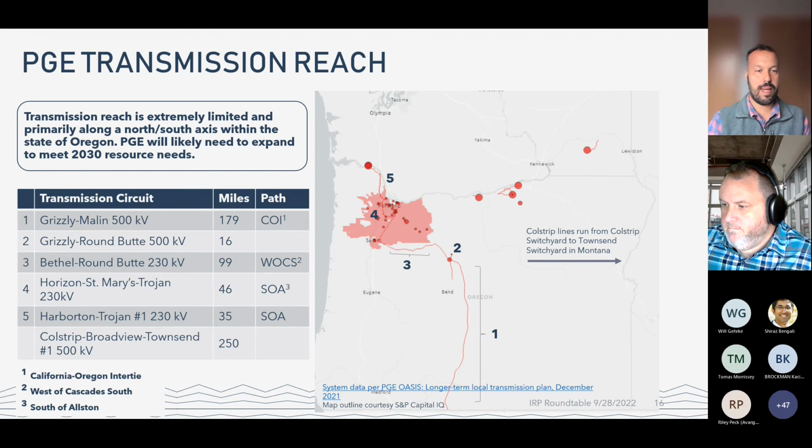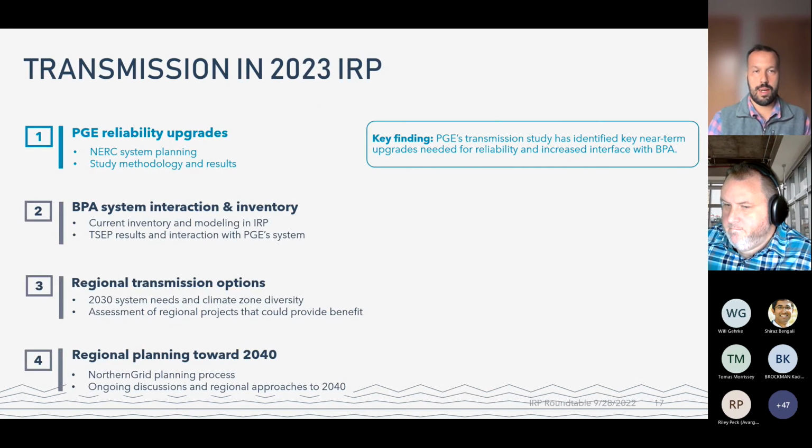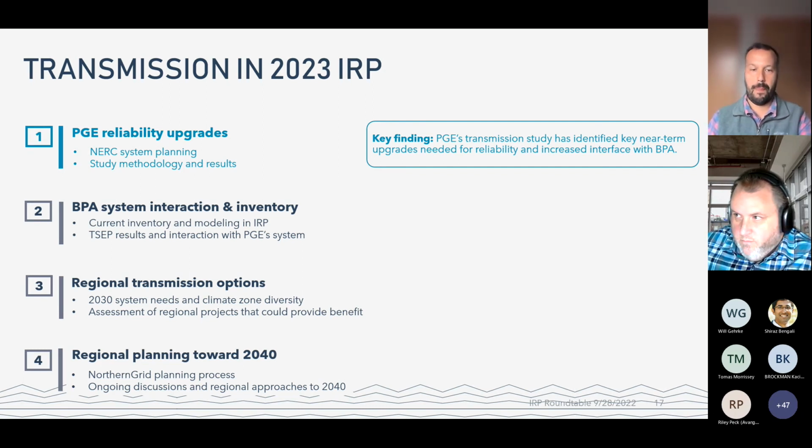So Jesse, let's go ahead and go to slide 17, and I will hand this off to Sean to talk through PGE's transmission system, reliability study, reliability upgrades, that sort of thing. Sean?